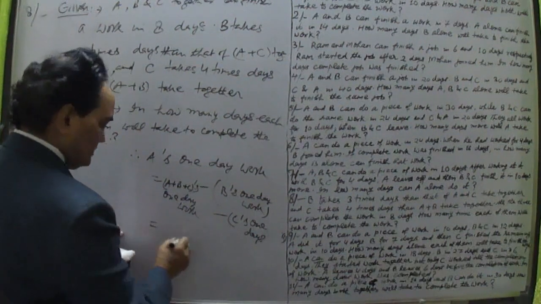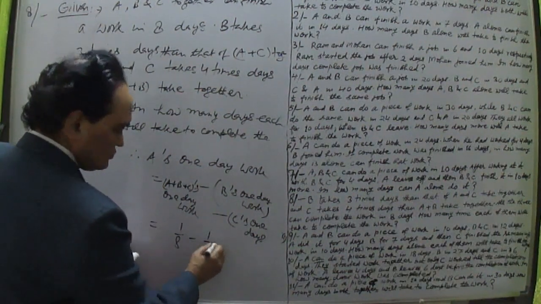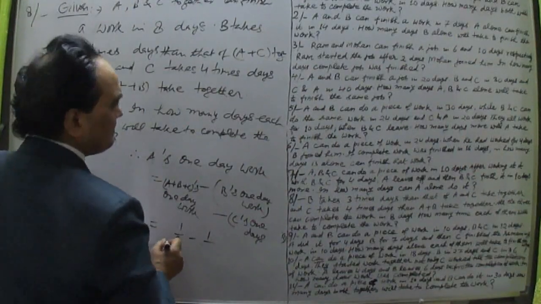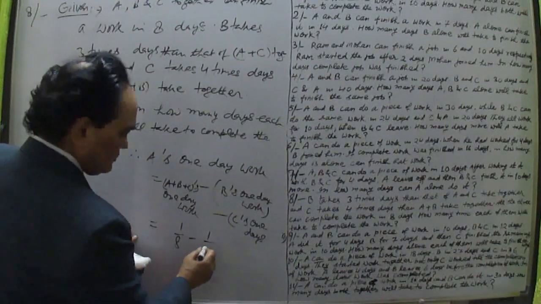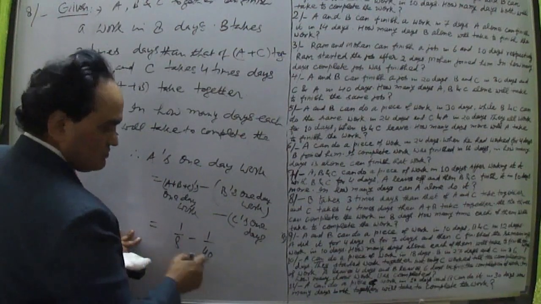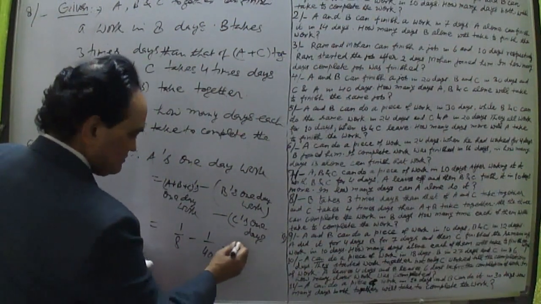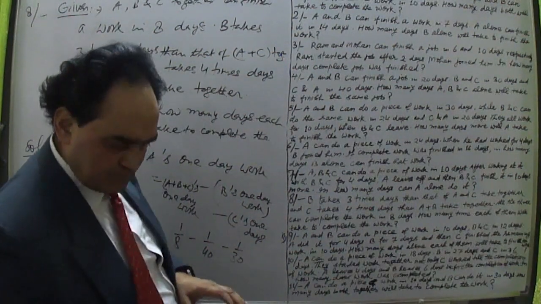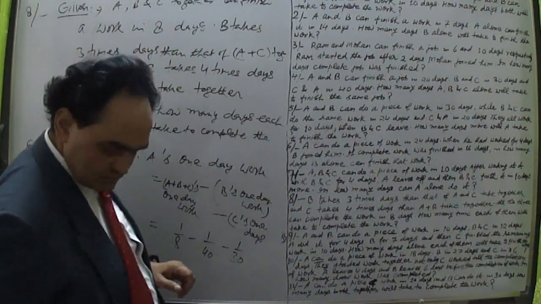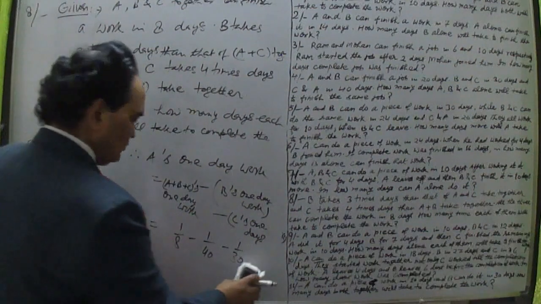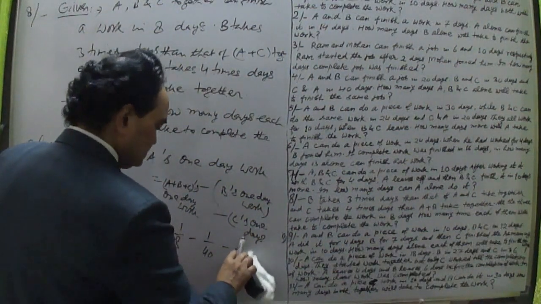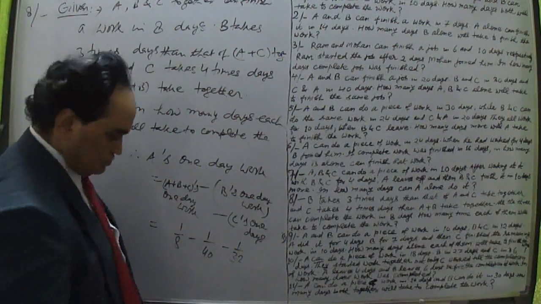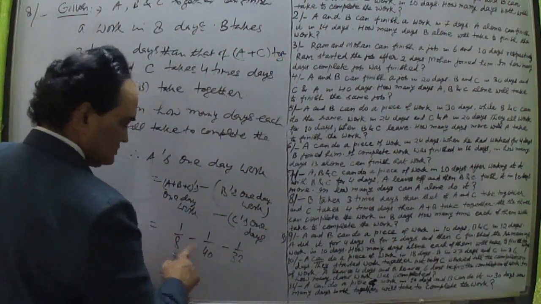B, and this is 1/8 minus 1/32. Okay, 1/40 was for C's work, and B's was 1/32, sorry, it was 1/32, right? So this is A's work.